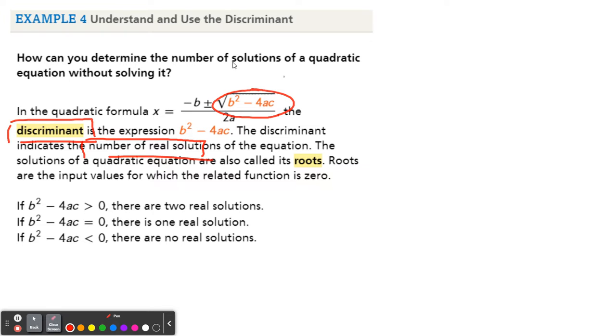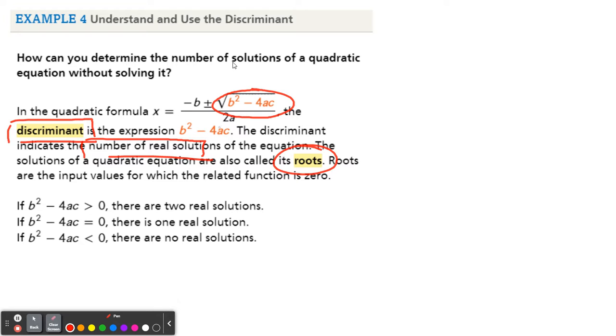And the reason is because it's under a square root, right? Square roots behave differently depending on the type of number inside of them. Now, when you do these, solutions are also called roots. So that's another word. We talked about x-intercepts, solutions, zeros; they're also called roots. So we're looking for how many roots it has, how many solutions it has.